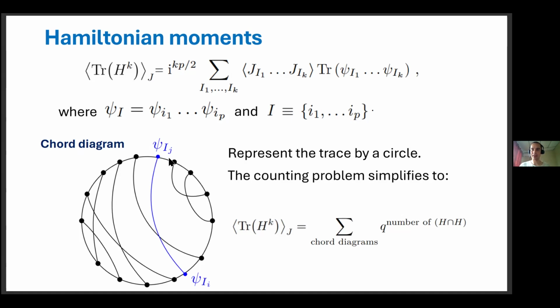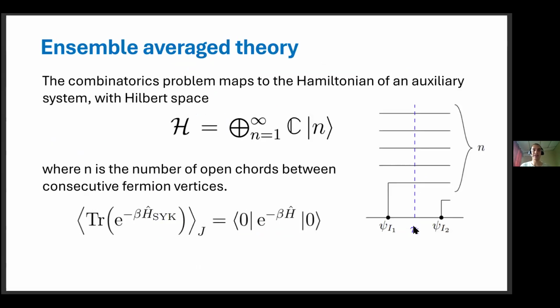This implies that there will be only Wick contractions between pairs of these strings of fermions, and these Wick contractions are what we call the chords in this type of diagram. So the counting problem of the original system reduces to a simpler one where you only care about the number of intersections between the different chords in the system.